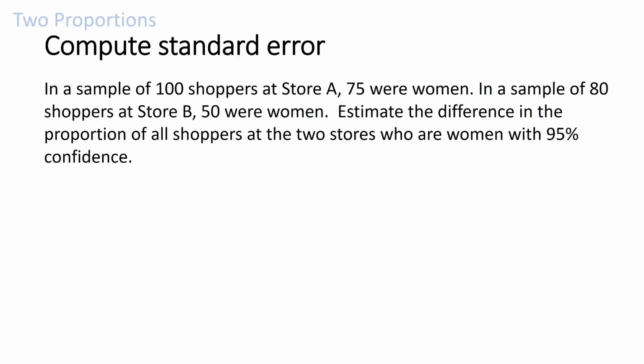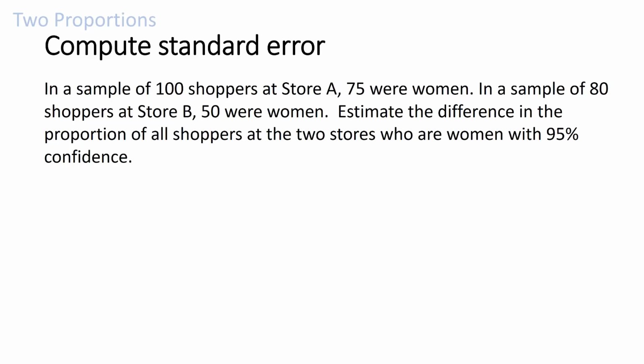Here's our scenario. In a sample of 100 shoppers at store A, 75 were women. In a sample of 80 shoppers at store B, 50 were women. Estimate the difference in the proportion of all shoppers at the two stores who are women with 95% confidence. If we're estimating the difference, that means that we're constructing a confidence interval.